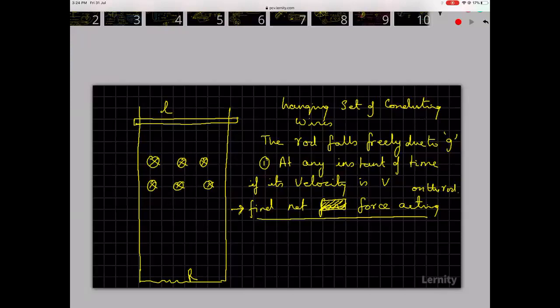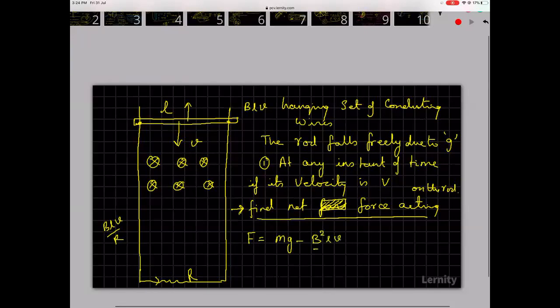So the way we go ahead is this: the rod is going to fall down. Suppose at some instant of time its velocity is v. There will be an EMF induced here, BLV. So there will be a current through this, BLV by R, and that will give rise to a force in the upward direction. So the net force is equal to mg, the downward force, minus the upward force, BIL. So I is BLV by R, into L. So this is going to be the net force acting.